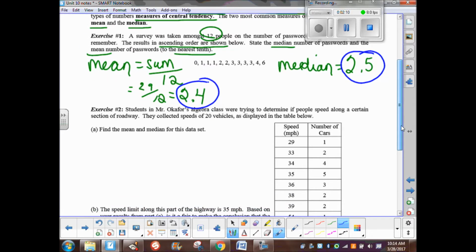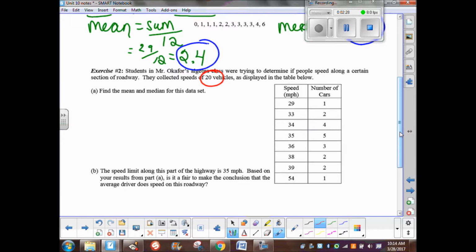So now in exercise 2, it says students in Mr. Okafor's algebra class were trying to determine if people speed along a certain section of roadway. So they collected information on 20 vehicles and put that information in a table. So in exercise 1, we had a list. Now we have 20 pieces of data and we've put it in a table. Now, before you do any calculation on the mean and the median, because it's not in a list, I'm going to do something a little bit different here.